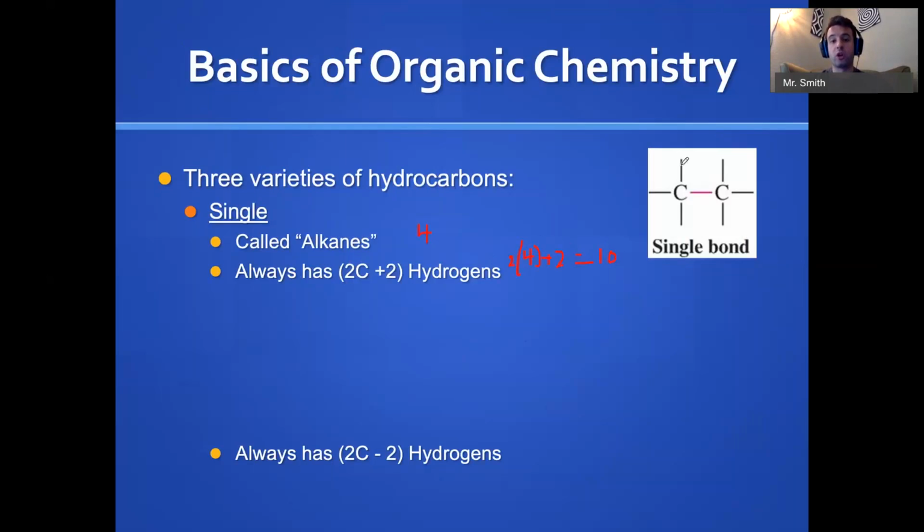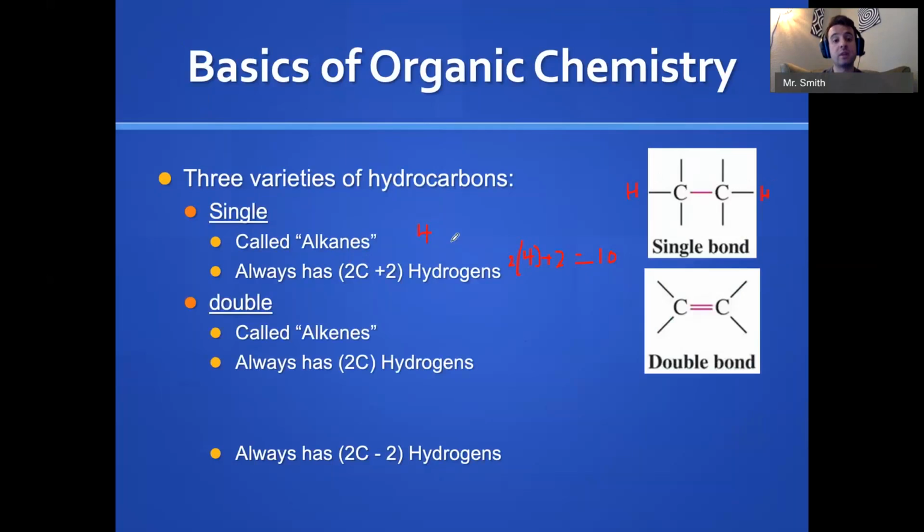The 2C, or 2 times 4 in this case, is coming from the fact that every carbon is going to have a hydrogen above it and below it. The plus 2 comes from the fact that on the end of each outer carbon, there's going to be a hydrogen over here, and there's going to be a hydrogen over here.